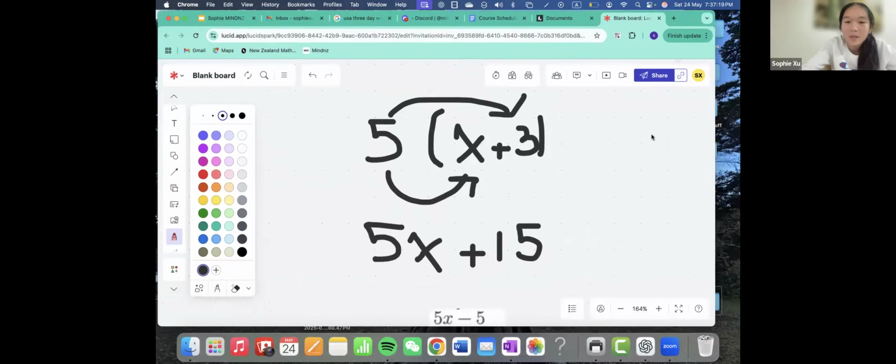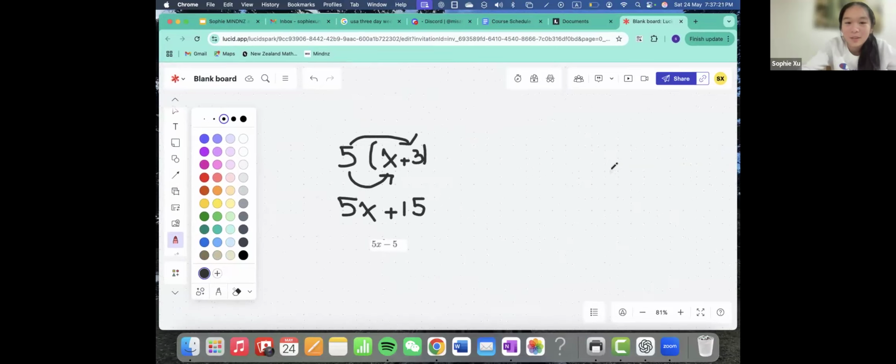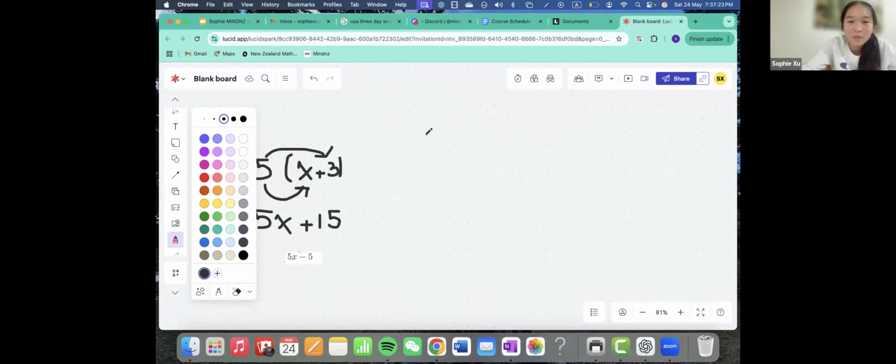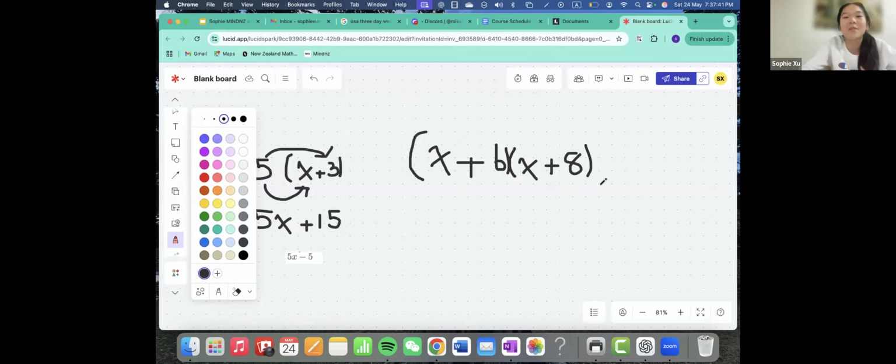So what if it was two brackets like this? Sorry, I'm on laptop right now, so it's kind of goofy. x plus 6 times x plus 8. How would you do that? You guys can just unmute yourself and shout out how you would do this.